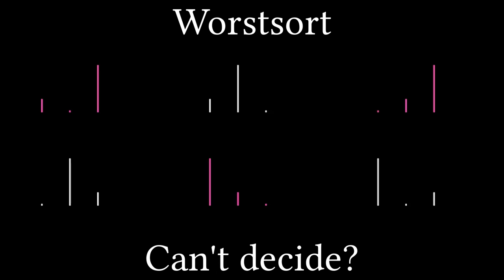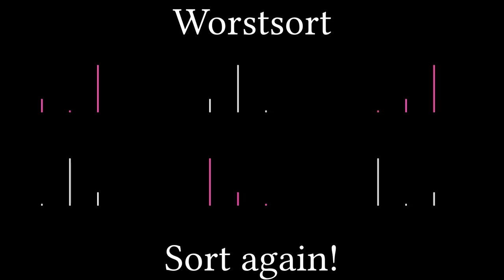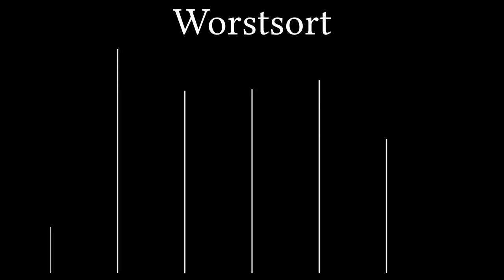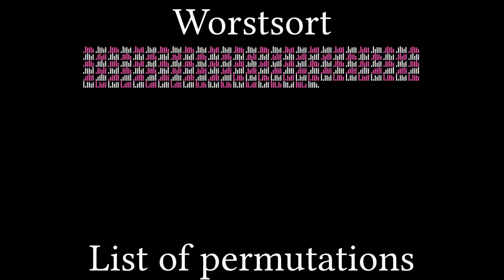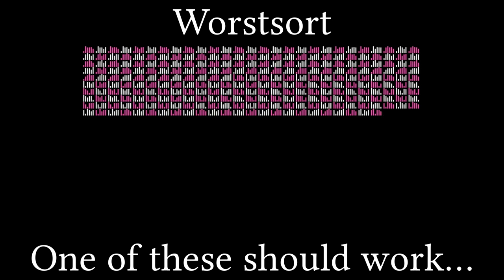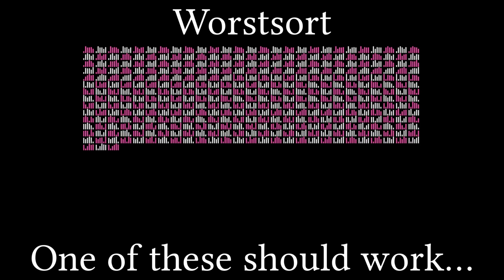Well, I guess we should go through each permutation one by one, but in which order should we go through the permutations? And to answer that question, we should probably sort the list of permutations. But which sorting algorithm should we use? Well, how about worst sort? If we see our list of permutations as another array that we want sorted, then all we need to do is create a list of all the possible permutations of our new array, and then go through each permutation one by one until we find the one that is the sorted array.